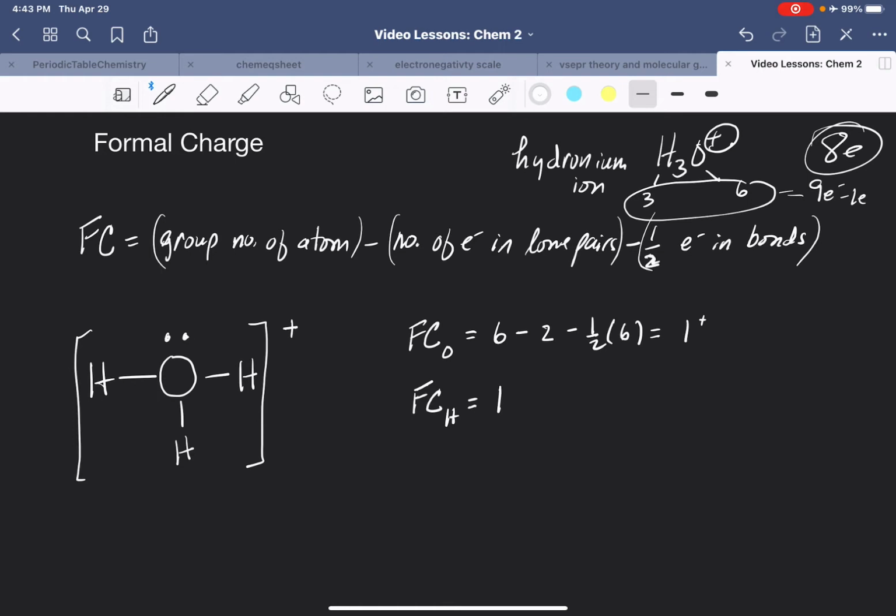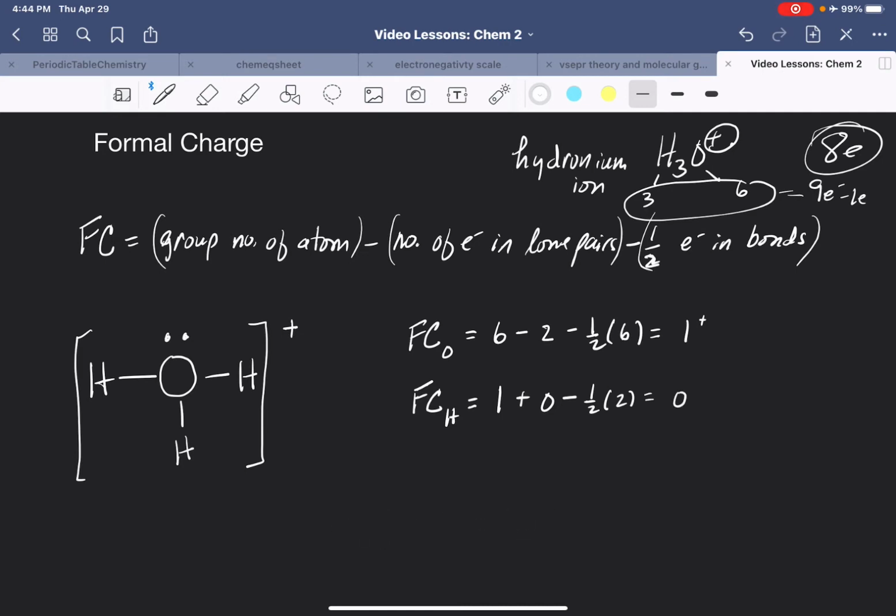Hydrogen is in group 1. Number of electrons in lone pairs, that should never be the case for what we're going to be looking at whatsoever. So that is 0 minus 1/2 of the number of electrons in bonds. Well, each hydrogen has one bond. That's 2 electrons. So 1 plus 0 is 0 minus 1, which is half of 2, is 0.